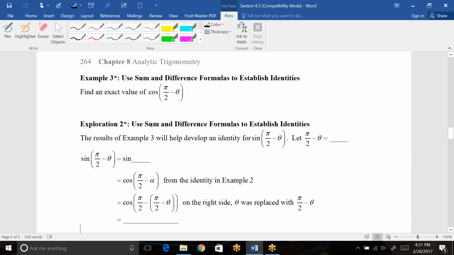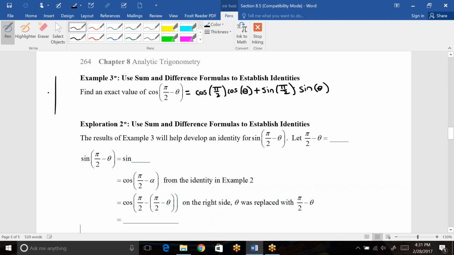Example 3 says let's find an exact value of cosine of pi over 2 minus theta. So we're going to plug it into the formula. That would be cosine of pi over 2, cosine of theta. Since it's a minus and this is the cosine formula, we become disagreeable. And then sine of pi over 2, sine of theta.